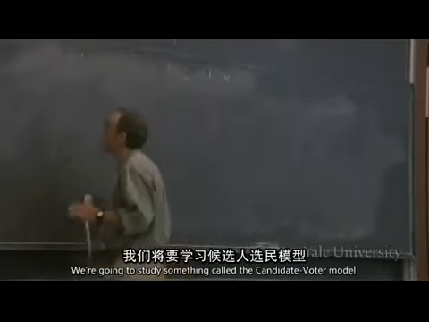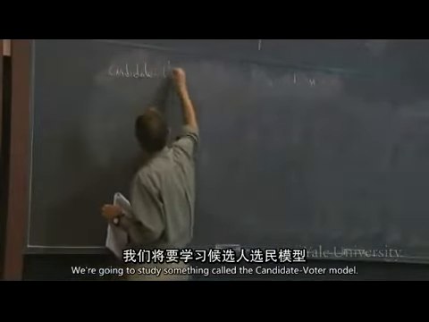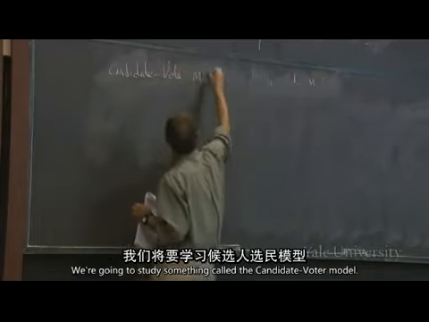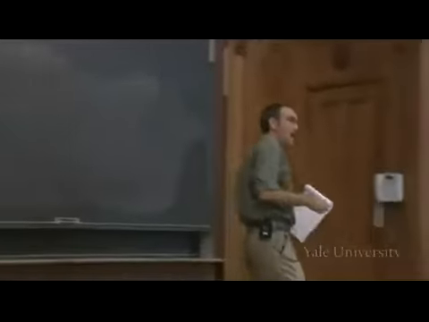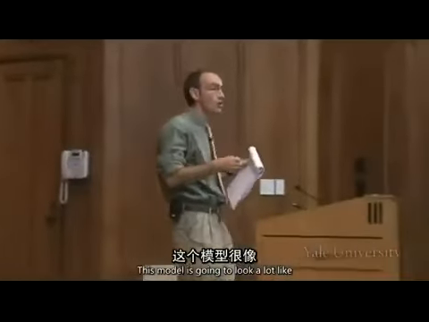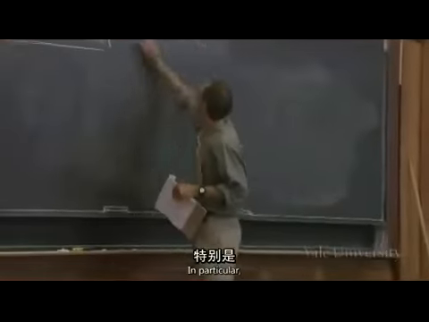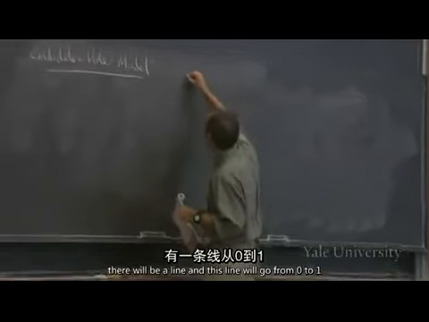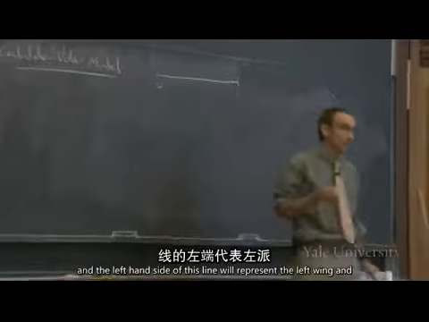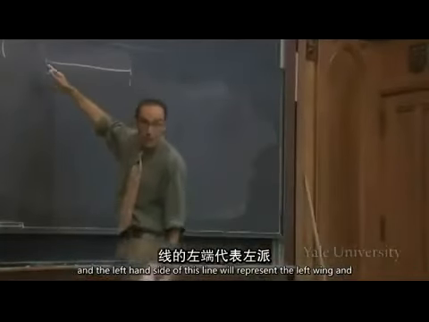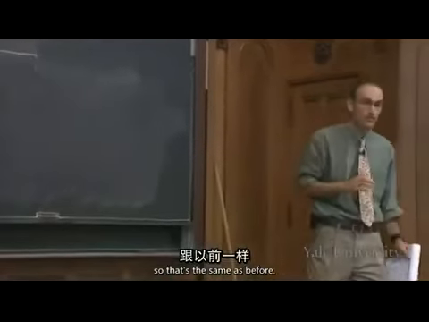We're going to study something called the candidate-voter model. And this model is going to look a lot like the models we looked at already a few weeks ago. In particular, as advertised, there will be a line, and this line will go from 0 to 1. The left-hand side of this line will represent the left wing, and the right-hand side of the line will represent the right wing. So that's the same as before.